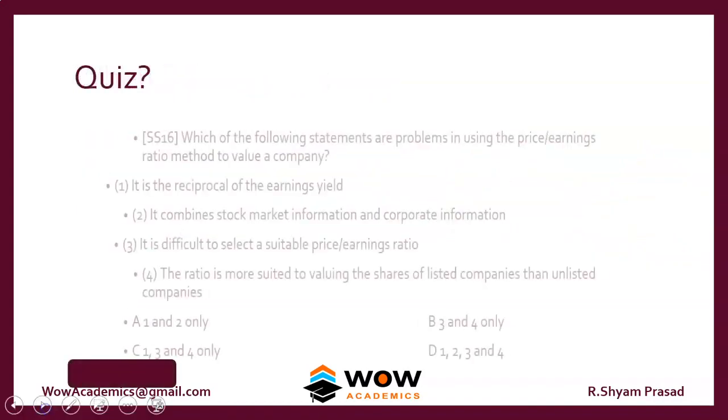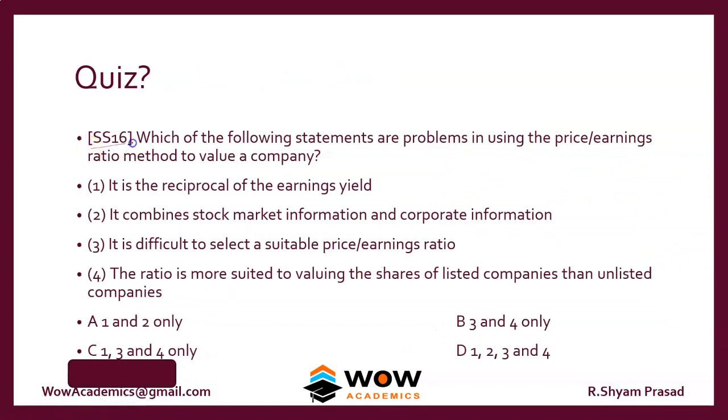So now we'll have a quiz. Again, this is a specimen 16 examination. Which of the following statements are problems in using the PE ratio method to value a company? So he's asking what the problems are. It is a reciprocal of the earnings yield. Is it right? Yes. The PE method is a reciprocal of the earnings yield method. This we will see later when we are discussing earnings yield. So this is true, but this is not the answer because he's asking for a problem.